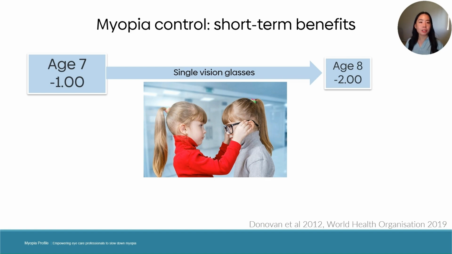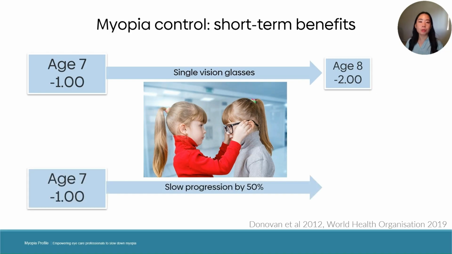Now, in the case she is given a myopia control treatment that slows her progression by half per year, then instead of progressing by 1 diopter, she would have only progressed by half a diopter, and by age 8, she would be a -1.50 diopter myope.